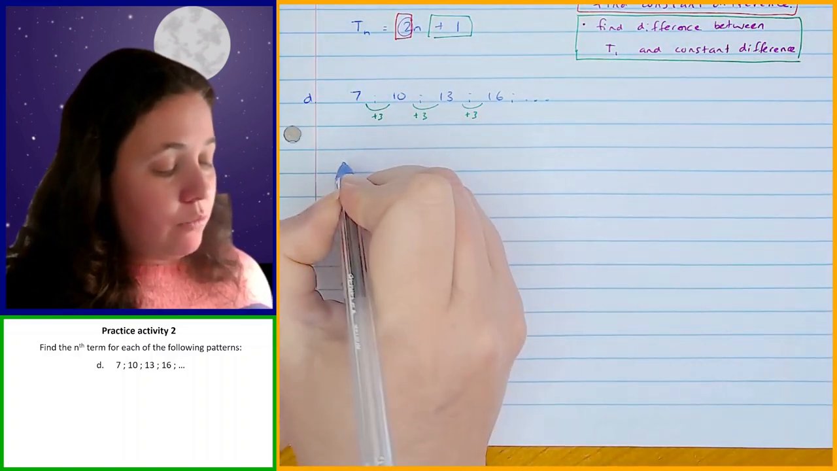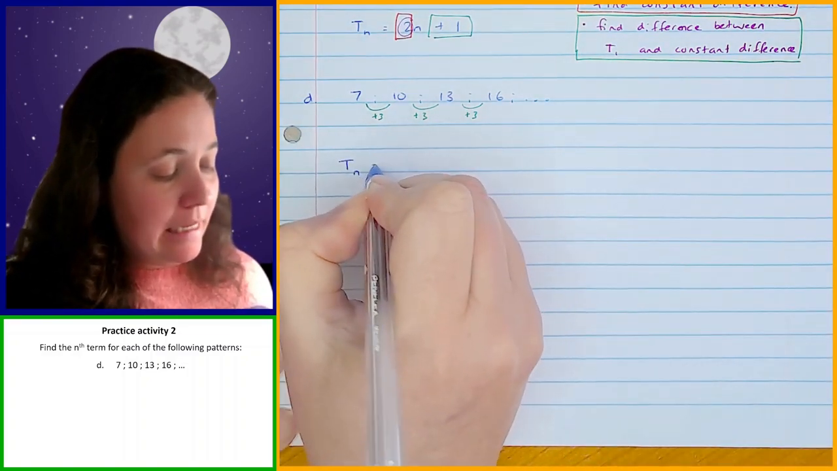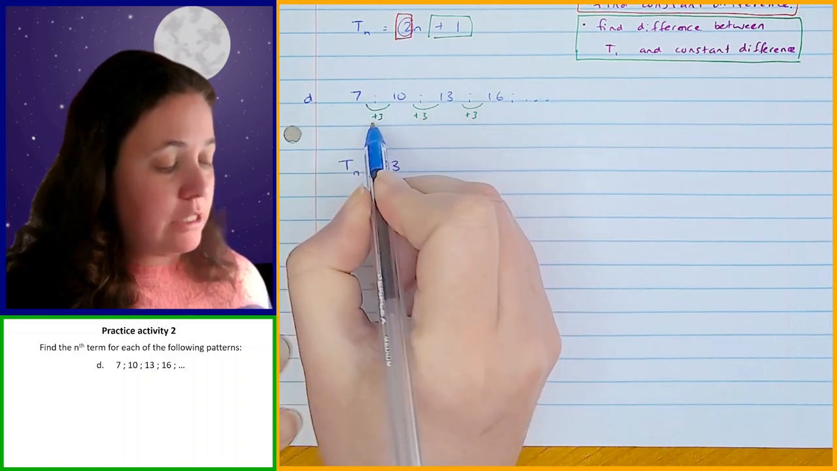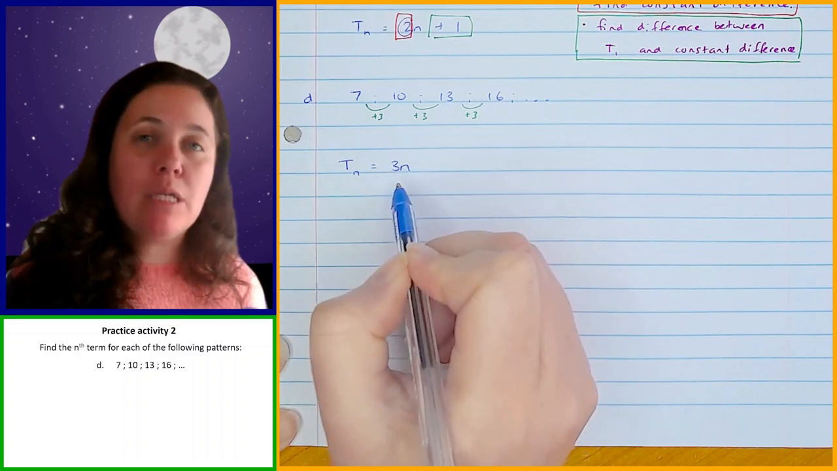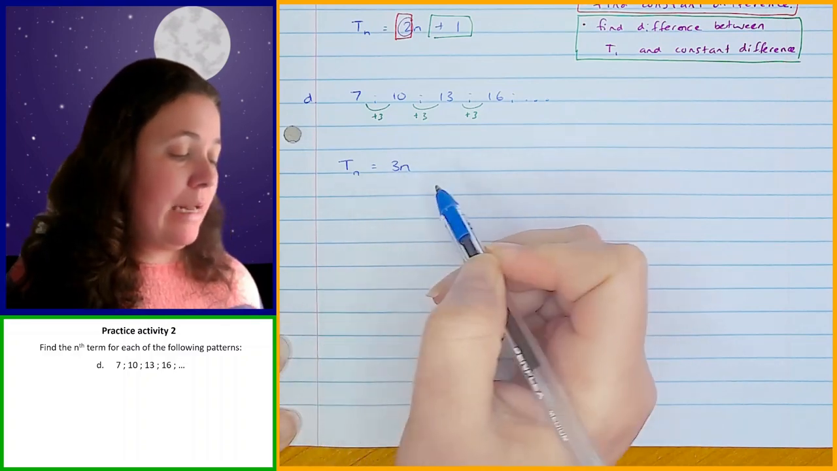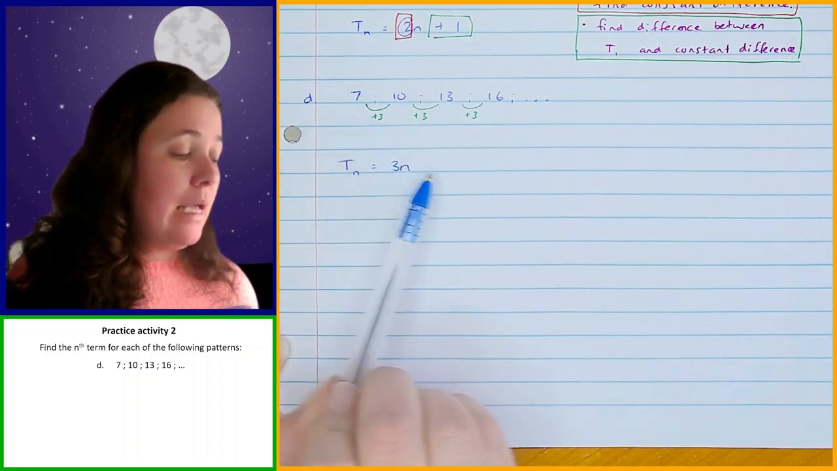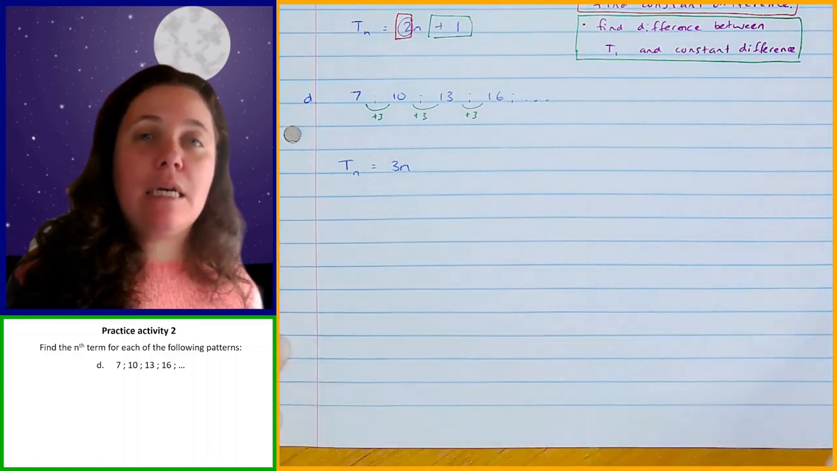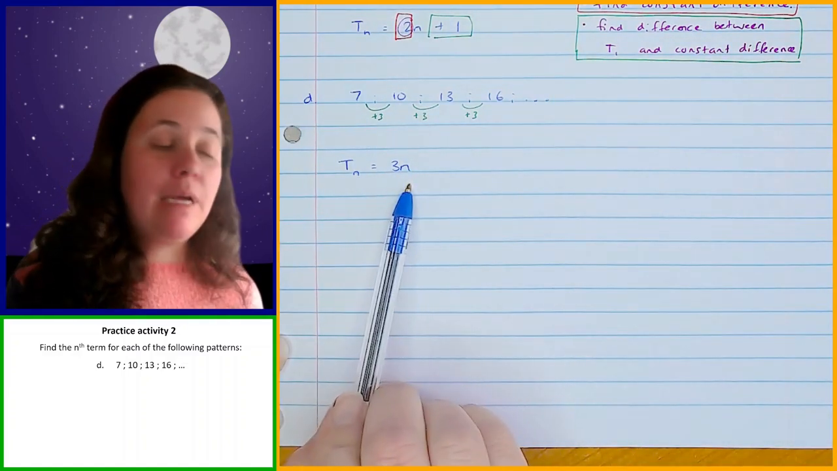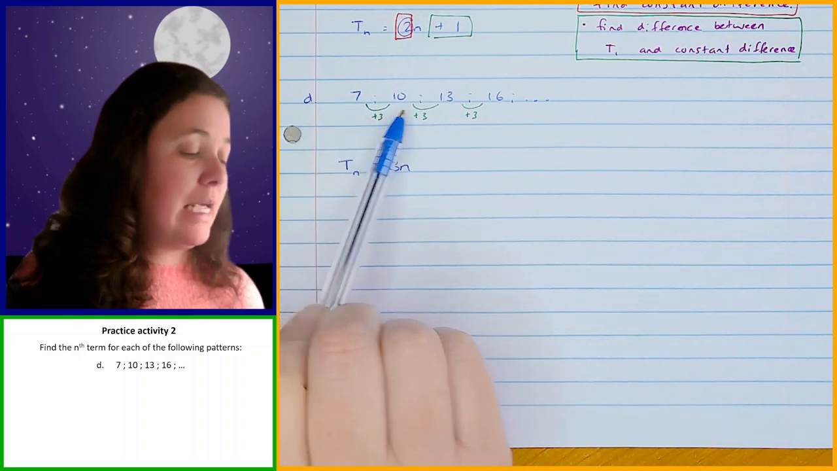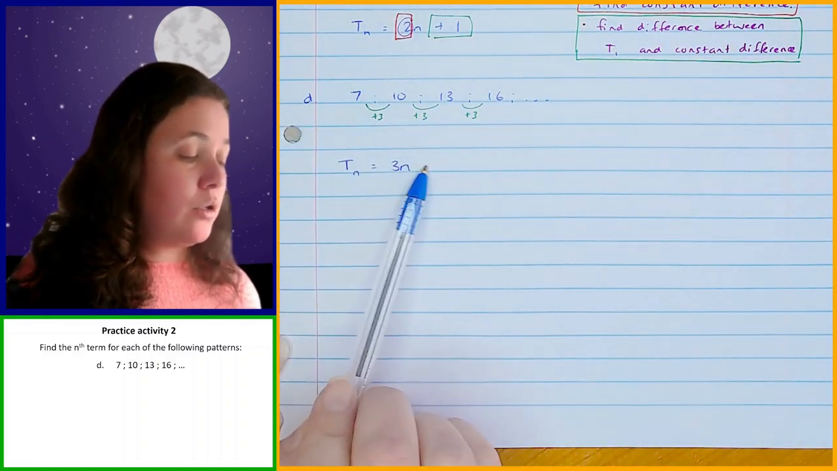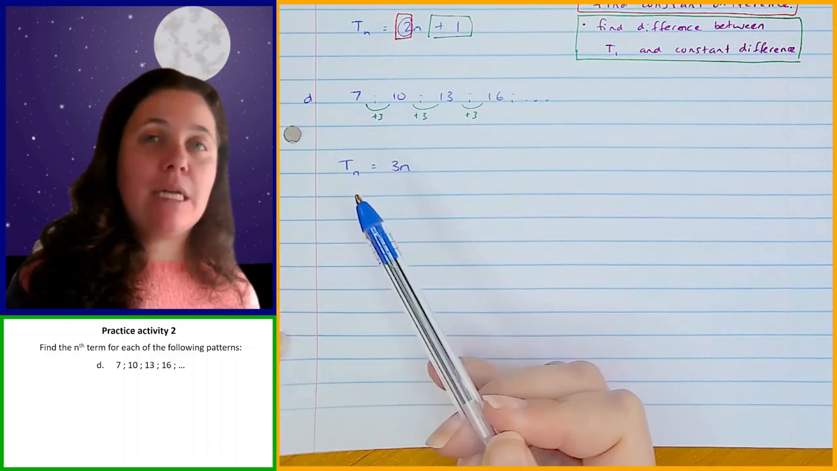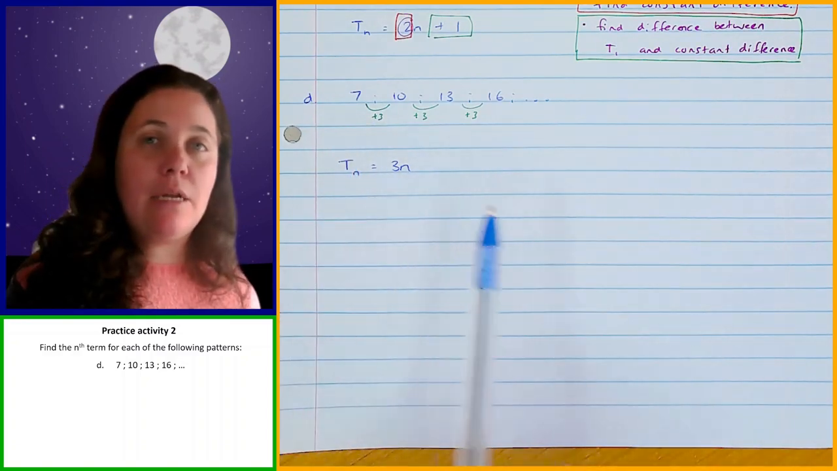So my rule is going to start off by saying Tn equals positive 3n. Whatever that constant difference is, that's what I'm going to multiply n by. So I'm going to have Tn equals 3n. But if it was just 3, 6, 9, 12, then I'd just leave it at 3n, but it's not. It's 7, 10, 13, 16. So how can I get to the 7 instead of just having 3, 6, 9, 12? How do I get 7, 10, 13, 16?